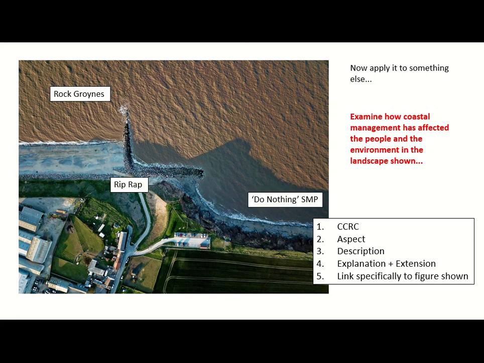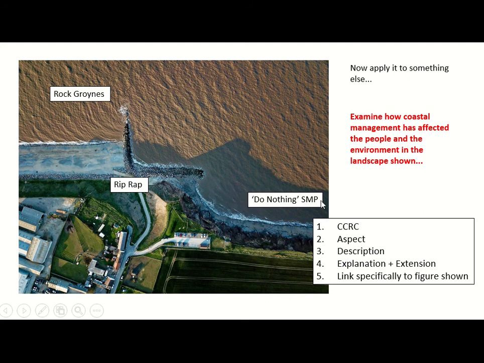Okay, so the different types of coastal management that are visible on this particular diagram: two of them are easy to spot, one of them not so easy. Firstly, you've got a rock groin. This is a pile of rocks that have been built out to sea. They do the same thing as a wooden groin would do, they're just made of rocks. You've also got riprap, which are rocks placed in front of the cliffs, and both of those are fairly visible on here. The one thing you may not have spotted, but you should know, is that there's also the do-nothing approach, which, believe it or not, is a coastal management strategy.